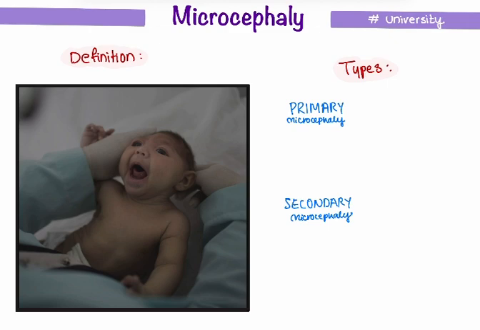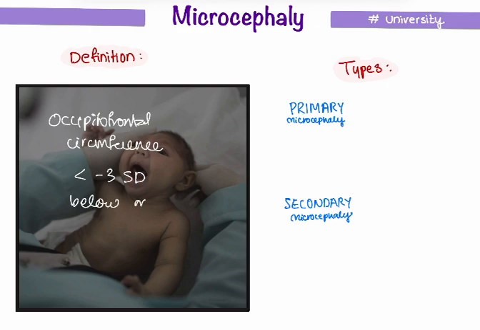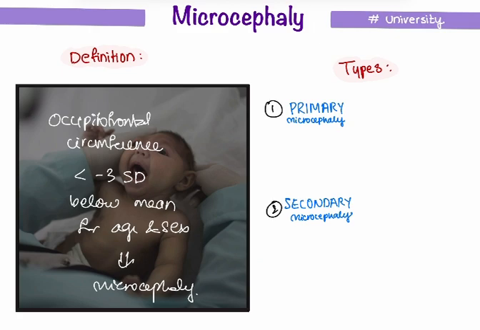Microcephaly. Microcephaly is defined as occipitofrontal circumference less than -3 standard deviation below mean for age and sex. This is known as microcephaly. There are two types of microcephaly. First is primary and second is secondary.